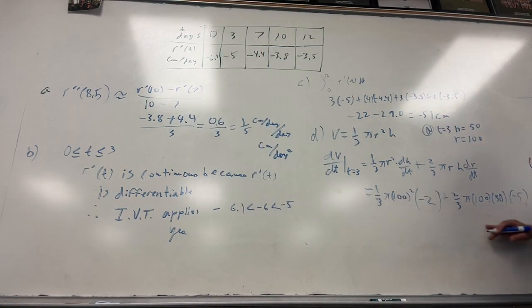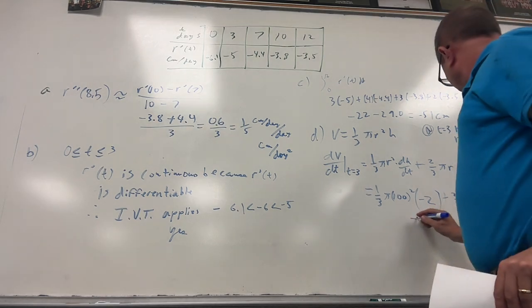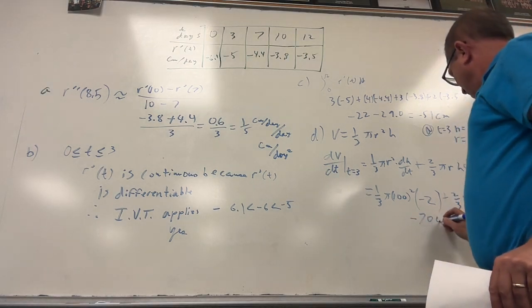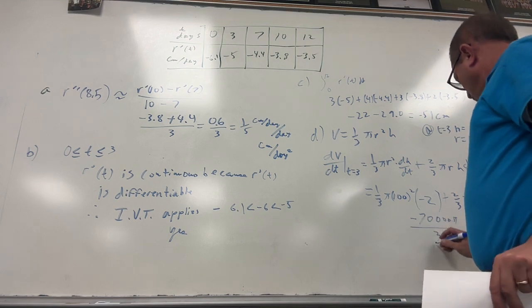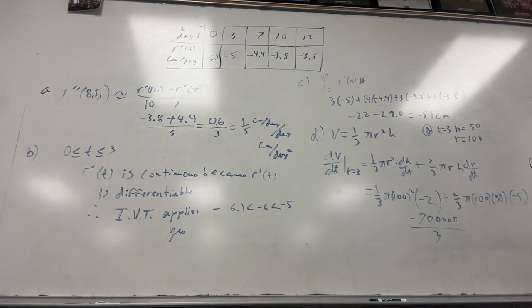Now, technically, for the purposes of AP, you can stop right here. But if you've solved it out all the way, I think if I remember correctly, it's negative 70,000 pi over 3 to get the solution there. So, those are the answers here.